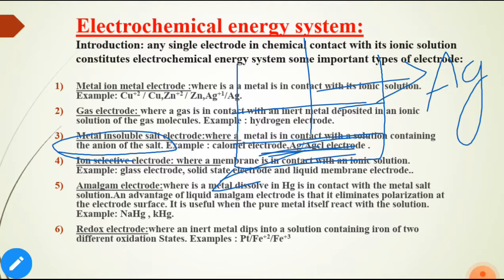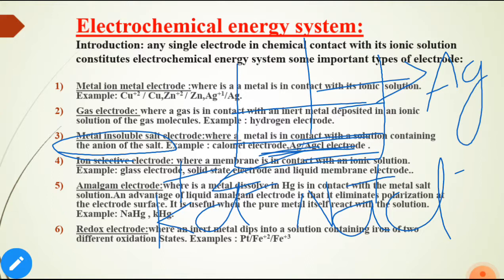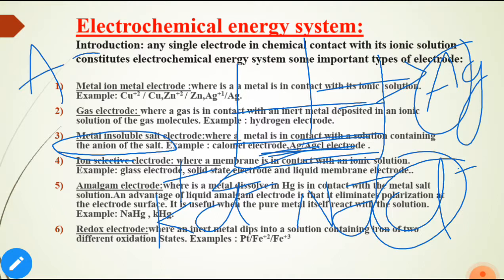Here we take the solution of the anion, such as KCl or NaCl. In KCl, K+ and Cl minus exist; in NaCl, Na+ and Cl minus exist. The anion is with respect to the Ag, in contact with the solution containing anions of the salt.